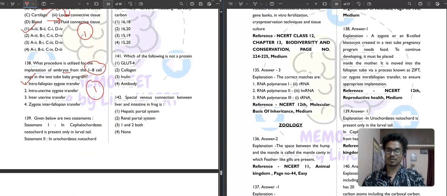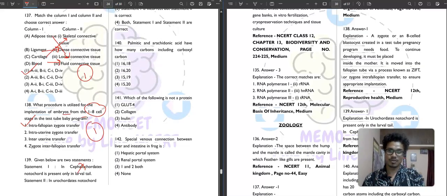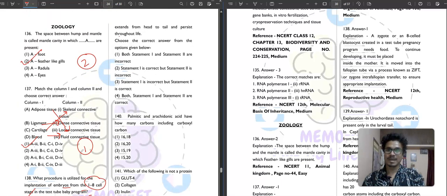139. The first statement is saying that in cephalochordates, notochord is present only in larval tail. Okay. So this is not correct. In urochordates, the notochord is present in the larval tail. The second statement is saying that in urochordates, notochord extends from head to tail and persists throughout life. In cephalochordates, the notochord extends from head to tail and persists throughout life. So both statements are wrong. The first option is your correct answer.